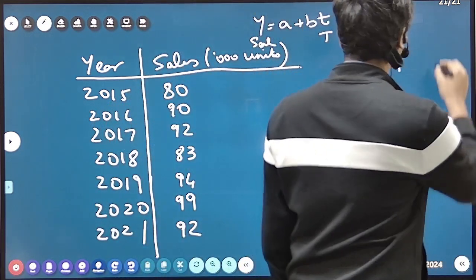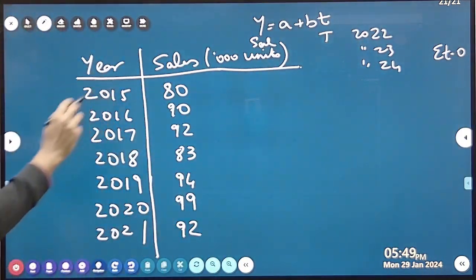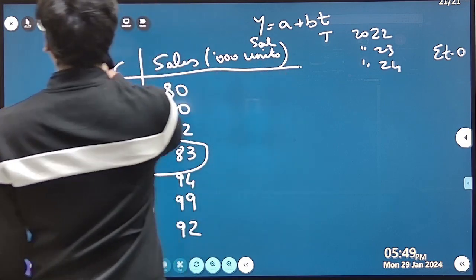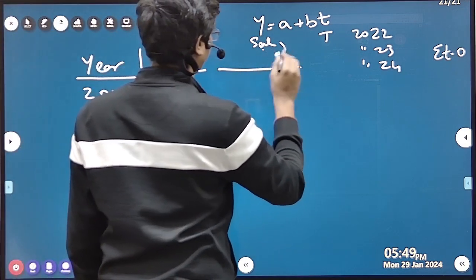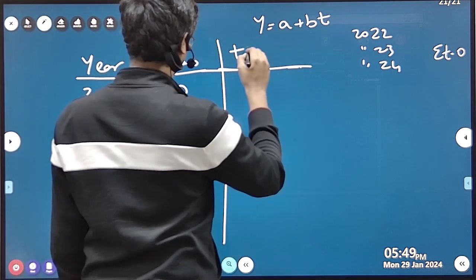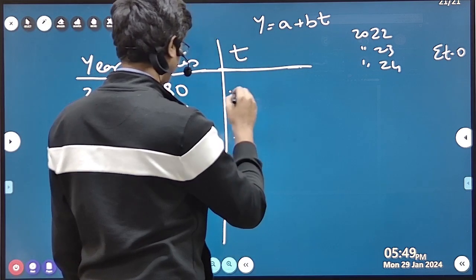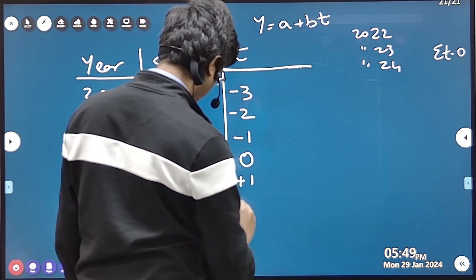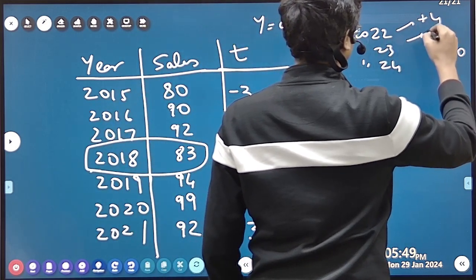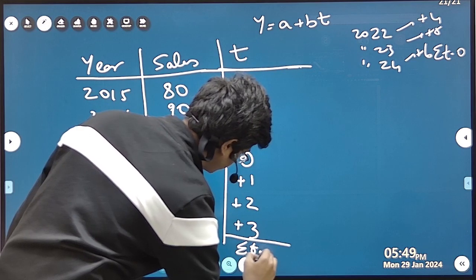In a time series problem, we have to have sigma t equal to 0. Because this is an odd number of years, you can pick the middle element and give it a value of 0. So this is t equal to 0, and one year prior is -1, then -2 and -3. This is +1, +2 and +3. So you are required to find the data for +4, +5 and +6. And my sigma t is 0.